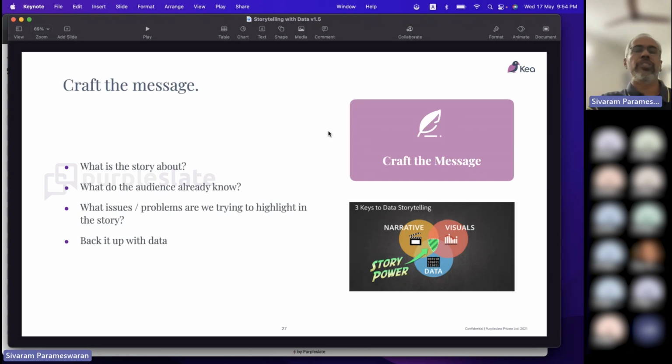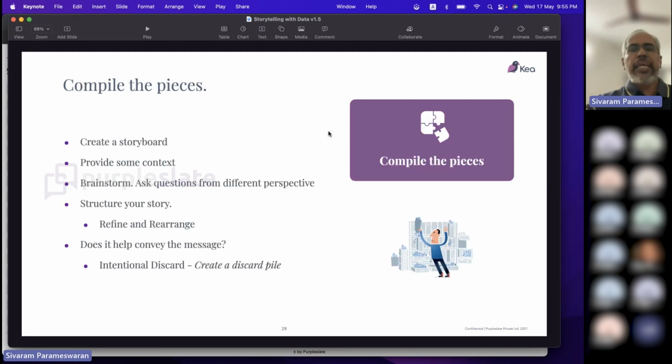The second thing is crafting the message. What is this particular story about? It could be a sales story, or something related to improving the quality of a project or managing a project. It could be about, hey, our infrastructure spend is going up, and I really want to get some attention on how we could optimize the cost. All these things are very important in terms of what message we are trying to convey, who the audience is, and what issues and problems we are trying to convey. And fundamentally, since we are talking about a data story, how do we back this up with data?